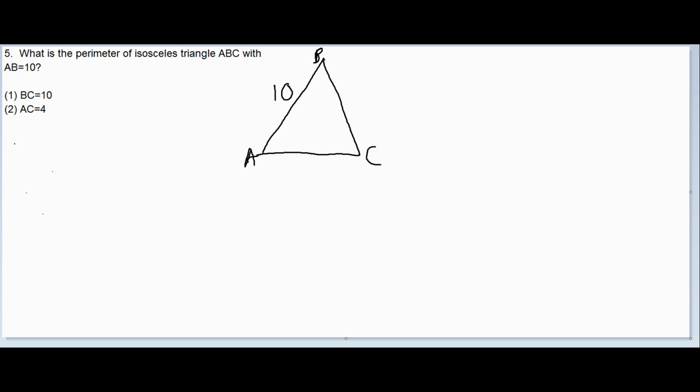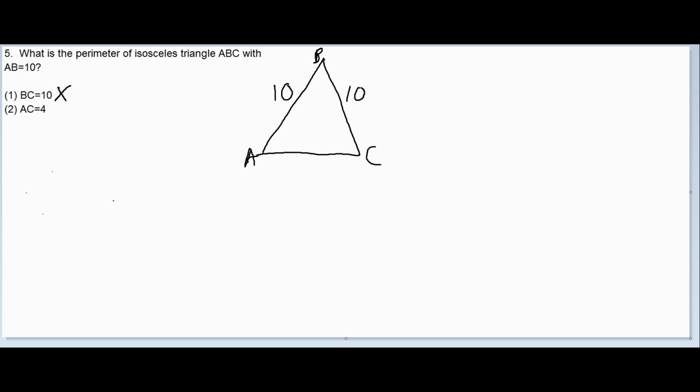If we look at statement number 1 here, that tells us that BC is equal to 10. So if BC is 10, then it's certainly an isosceles triangle now, and so 10 is AB, 10 is BC, but it doesn't give us any information about side AC. That could still be one of any range of values. So that is not going to be sufficient to tell us what the perimeter is.